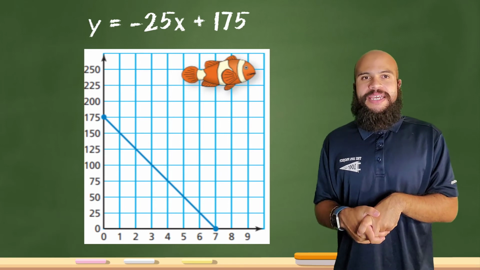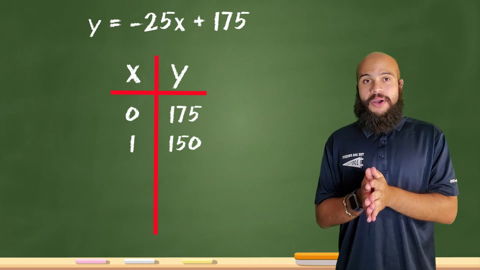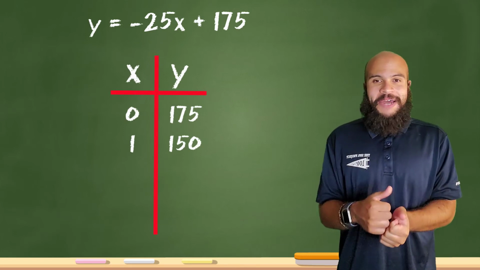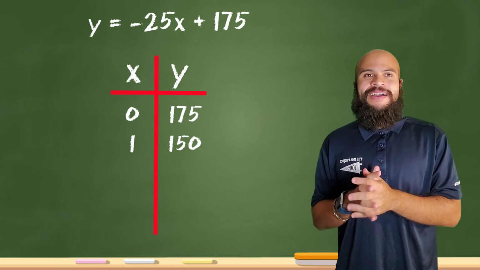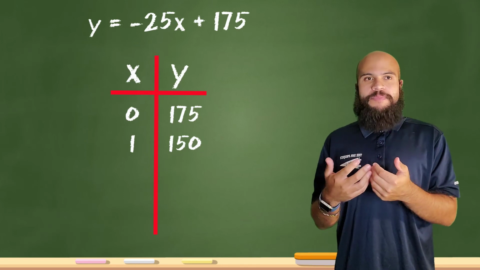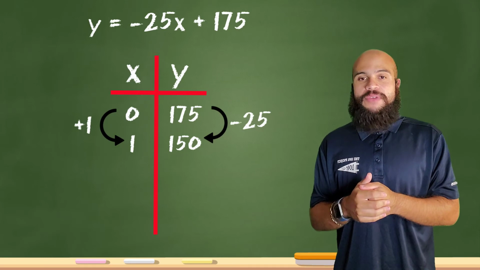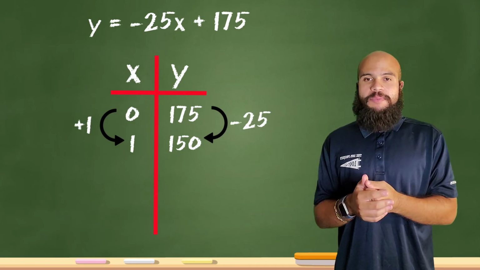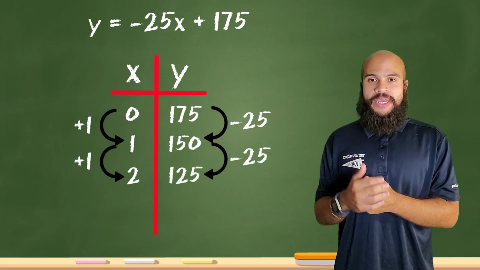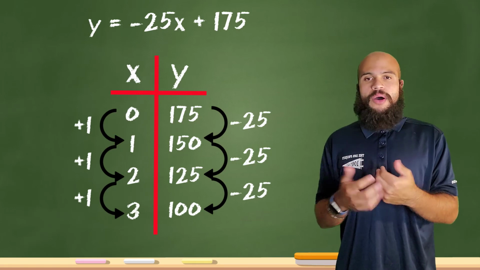Last but not least, I'm going to take this to a table. I already know that I have the points (0, 175) and (1, 150) from graphing, so let's not reinvent the wheel. We already have those 2 points. I also know that based on my equation and situation, my y value simply decreases by 25 for every increase in x. So this makes my next point (2, 125), then (3, 100), and then (4, 75), and so on and so forth.